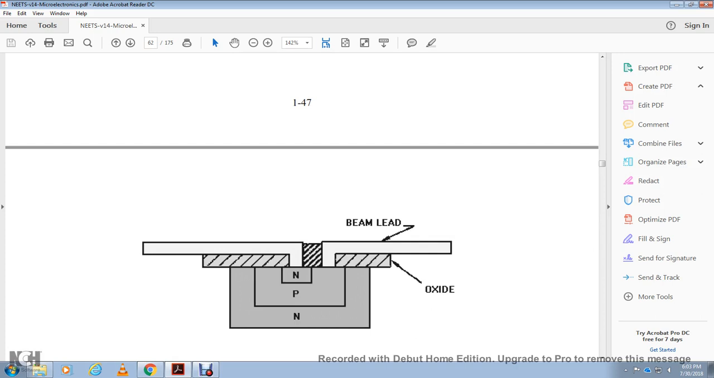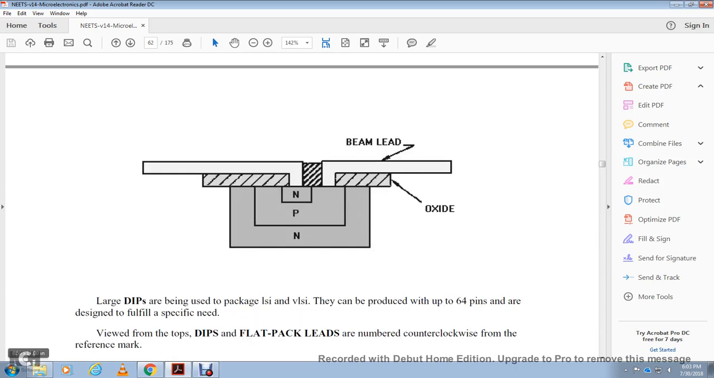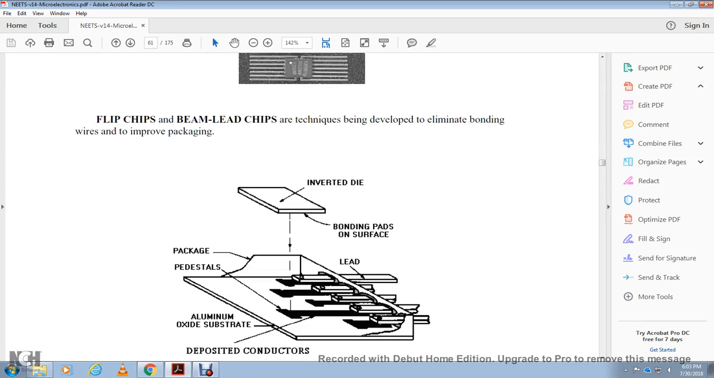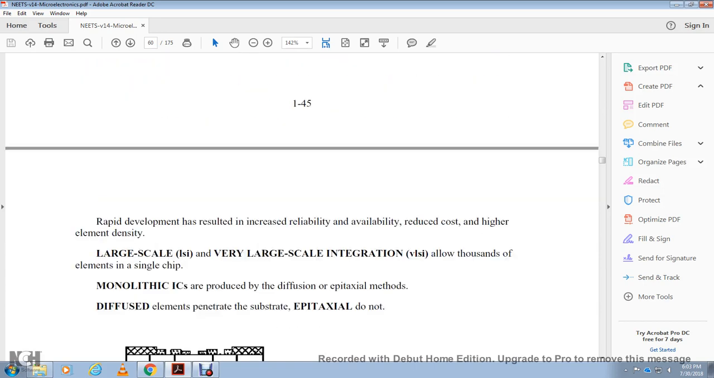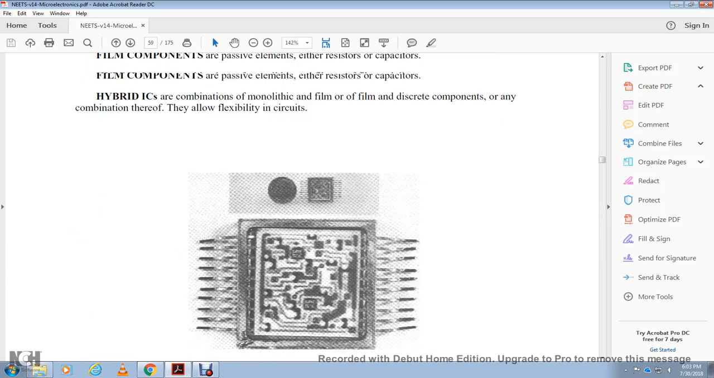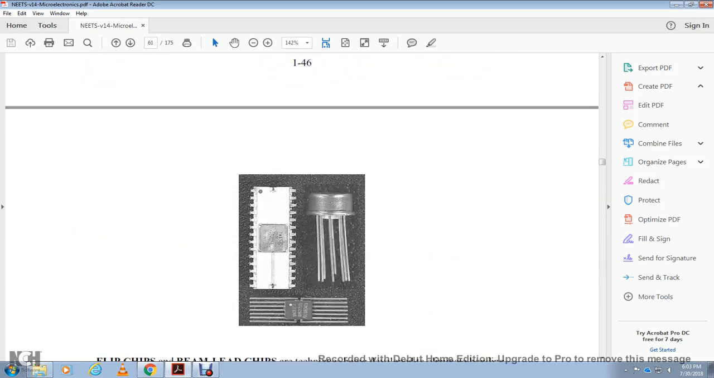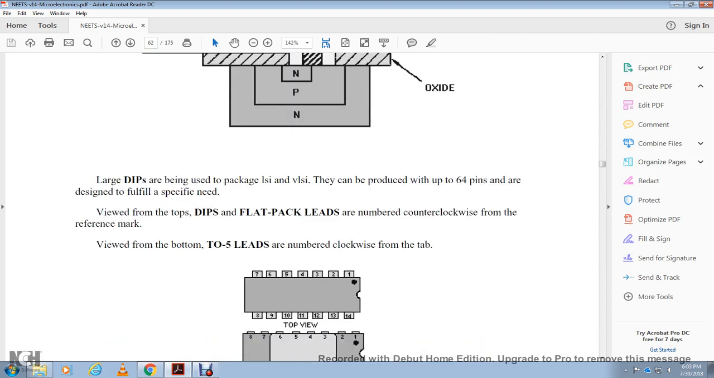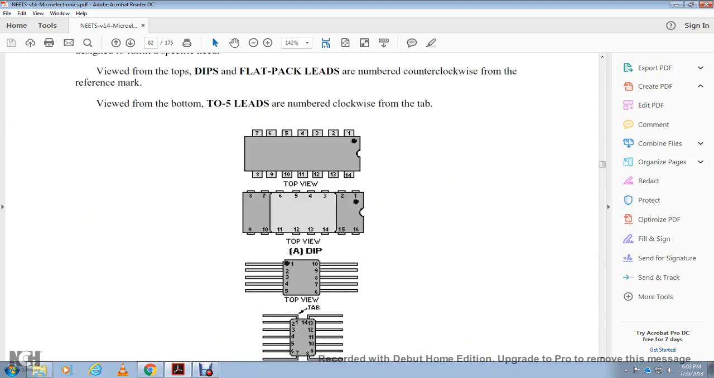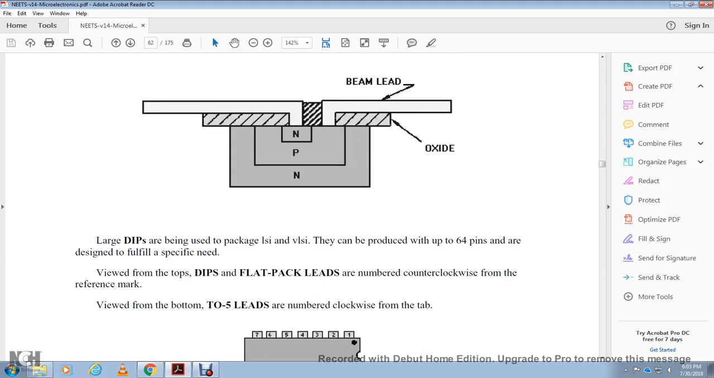Beam lead, oxide, negative, positive, negative. The dual inline package is being used at very large scale integration. Very large scale integration packages produced with up to 64 pins are designed to fulfill speed requirements, specifically for the top of the dual inline packages.